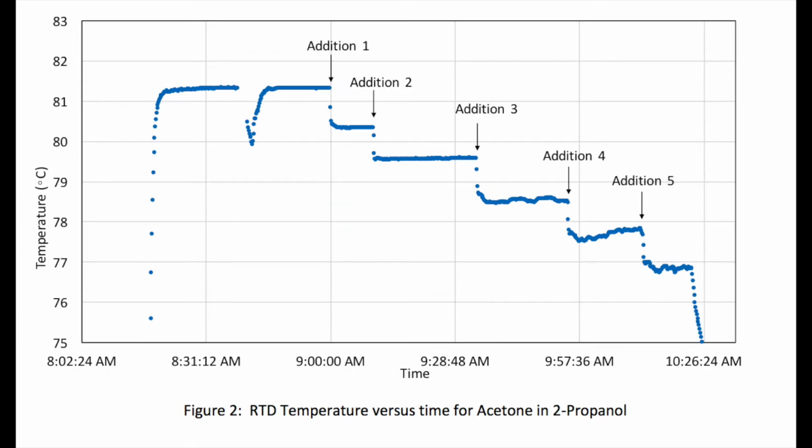Figure 2 is the experimental data collected in lab for the opposite system, meaning that acetone is now the solute in the solvent 2-propanol. Now, with each solute addition, the overall equilibrium temperature is decreasing because the boiling point of the solute is now lower than the boiling point of the solvent.